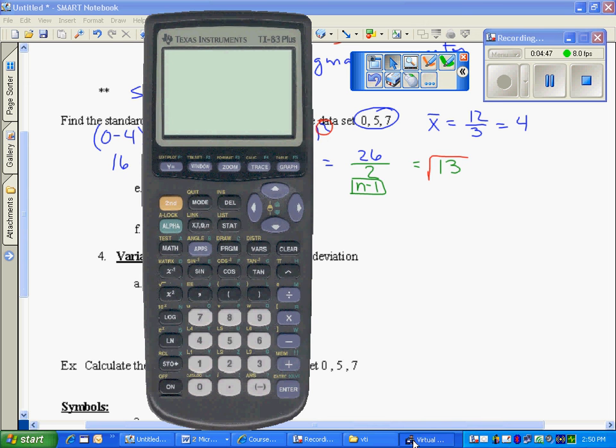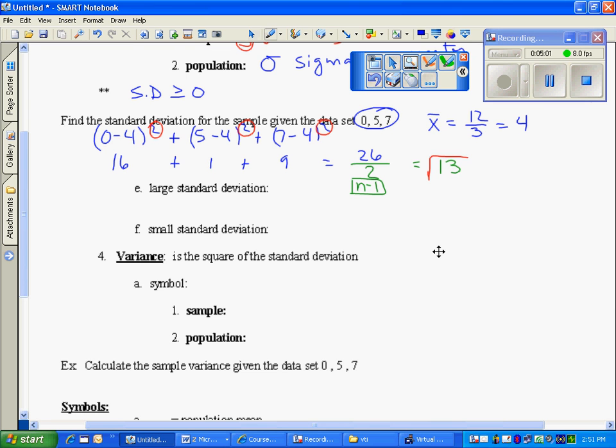The square root of 13, if I wanted to know the approximate value of that, I would take the square root, which on this calculator is second x squared. Type in 13, and I would get 3.6. So on average, I have values that are a distance of 3.6 away from my value 4, or my mean. Again, I'll show you how to use a calculator in more detail in the next lecture.